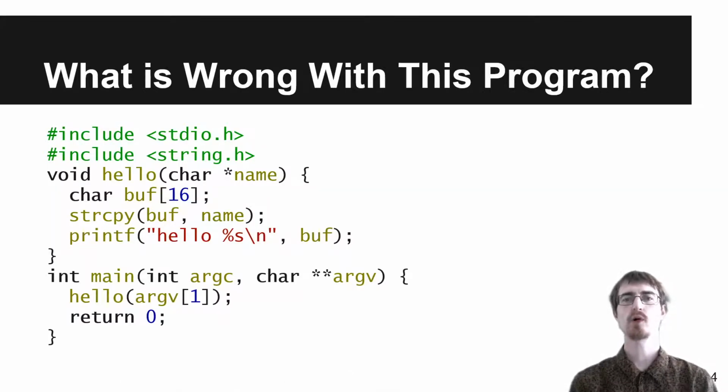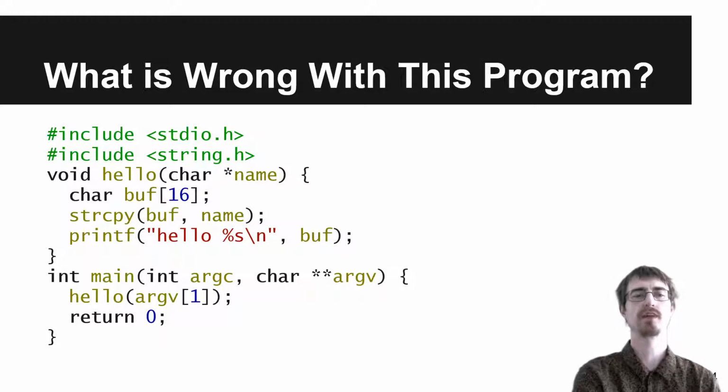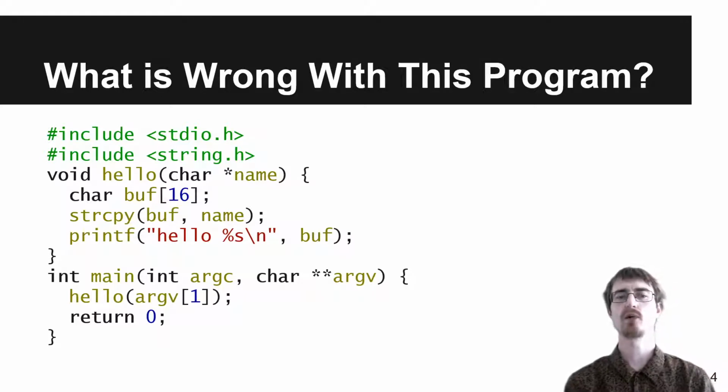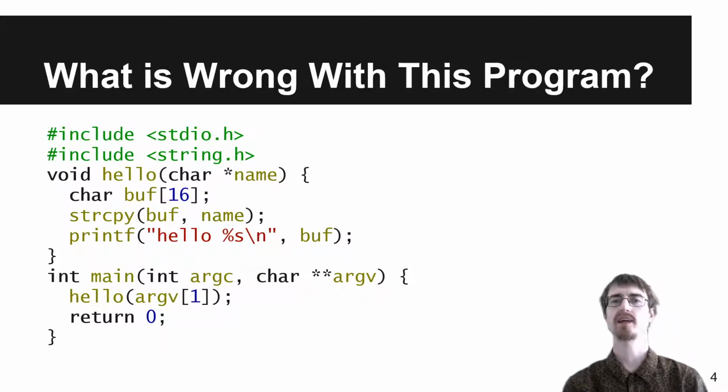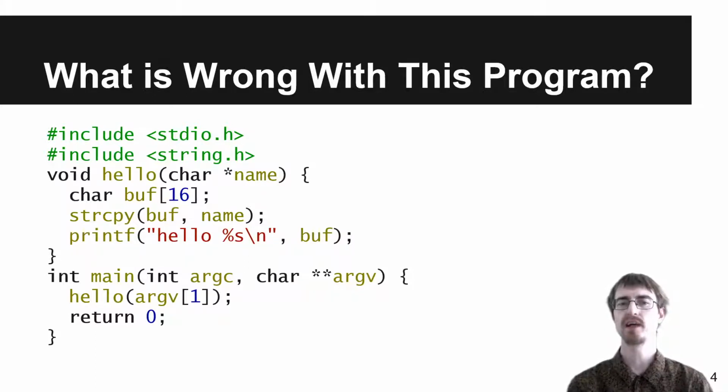So here we have a program. Let's take a look. What is wrong with this program? So we start off in main. We call the hello function, supplying an argument to the function. This argument is used as the name parameter. Then we copy the name parameter in the local buffer called buff, and we print the local buffer. Do you have some idea what might be going wrong here?